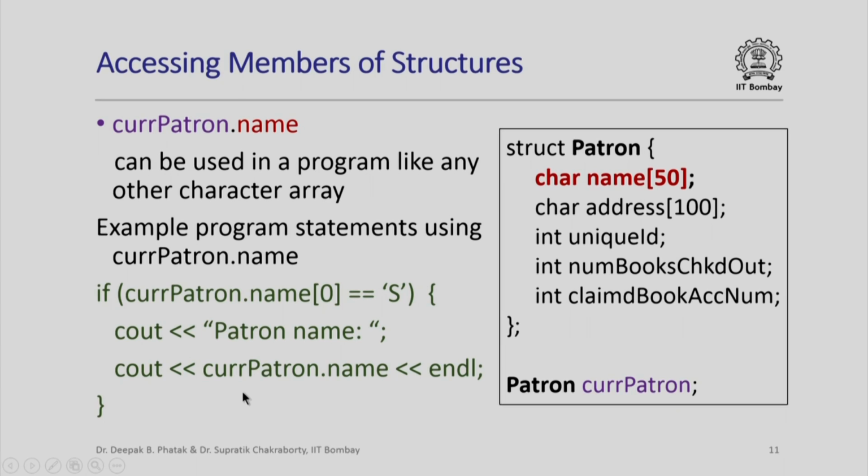So what this program statement is doing is it is saying that if the first character in the character array current patron dot name is capital S, then we are going to print out patron name and then we are going to print out the entire member name of the object current patron which is of type structure patron. So note that the usage of current patron dot name here is just like that of any other character array. Similarly, the usage of current patron dot name here is just like that of any other character array.